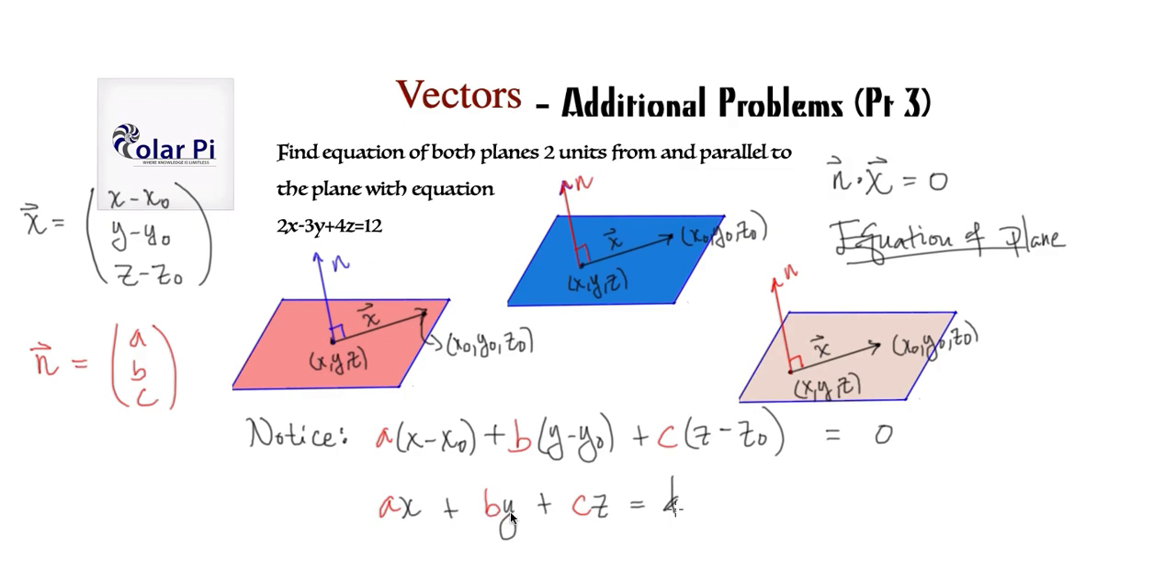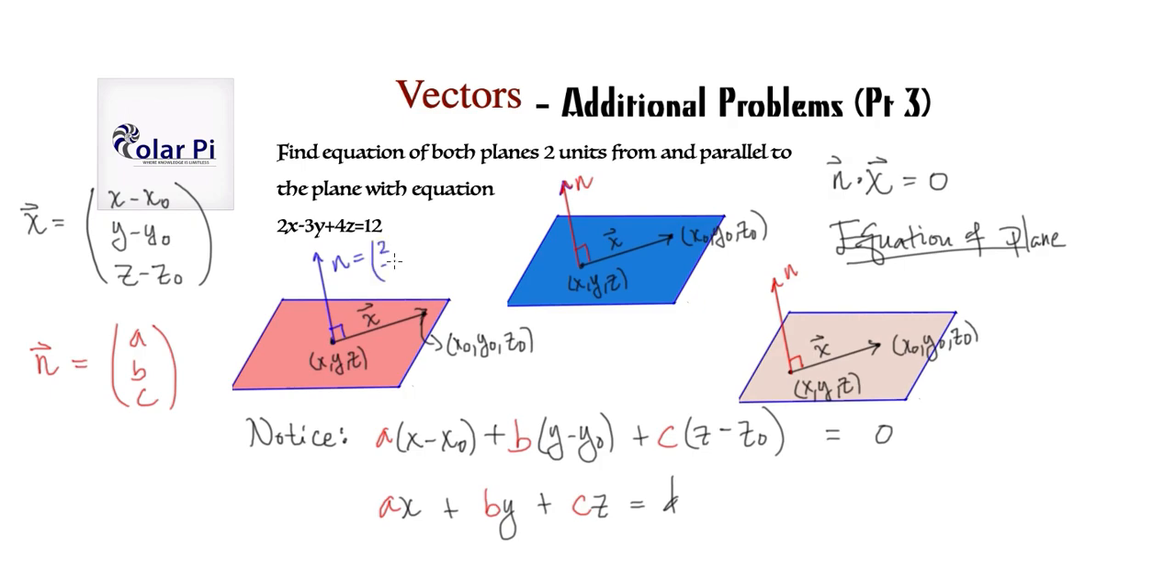What you'll have on the left side will look exactly like this. And so then a, b, and c, the components of the normal vector, are just the coefficients of x, y, and z. And so that's 2, negative 3, and 4. So the n vector for our main plane, we can easily get from its equation. And so we see that the n vector ABC is just 2, negative 3, and 4.